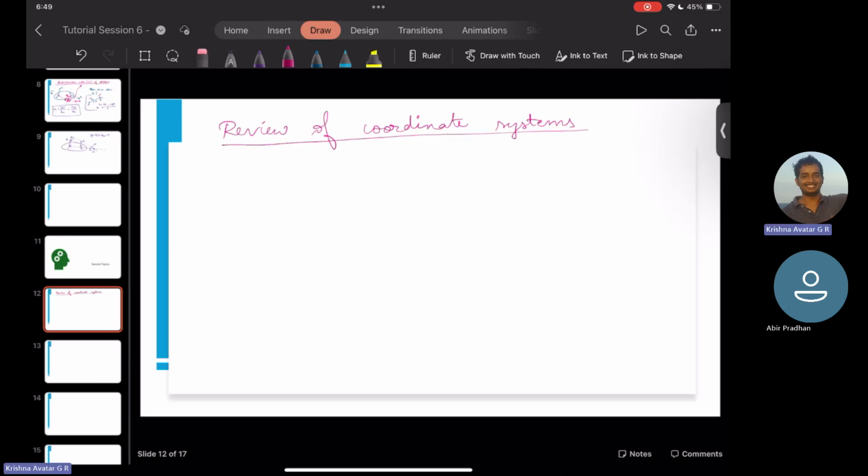So we had talked that there are at least, say, two coordinate systems to describe, say, the motion of bodies. Of course, the world coordinate system is good enough. So the world coordinate system is also called the inertial coordinate system.